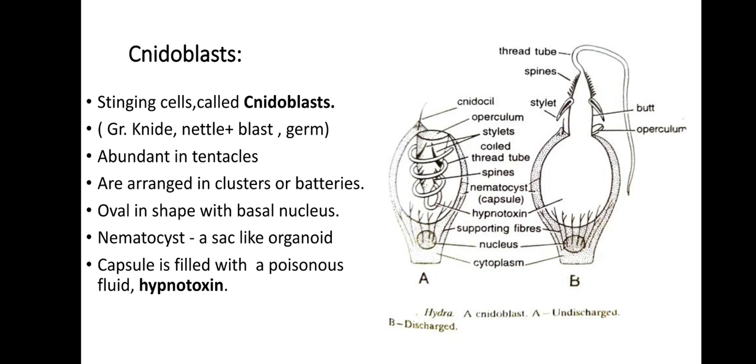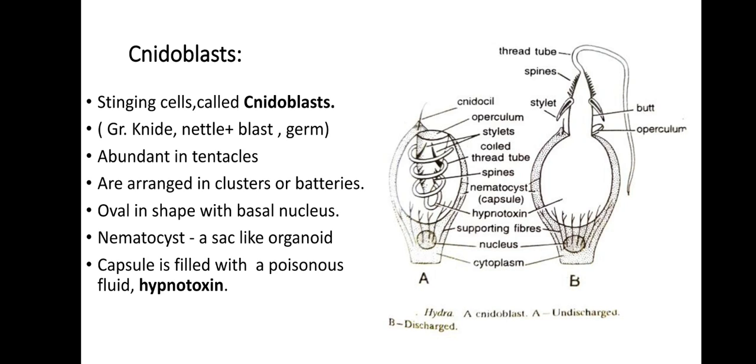So in these tentacles, a large number of cnidoblasts are present, and generally they will not be present as individual cells, but they will be present in clusters, in bundles. Those bundles are called batteries. Charged batteries are those capable of paralyzing their prey or the predators.